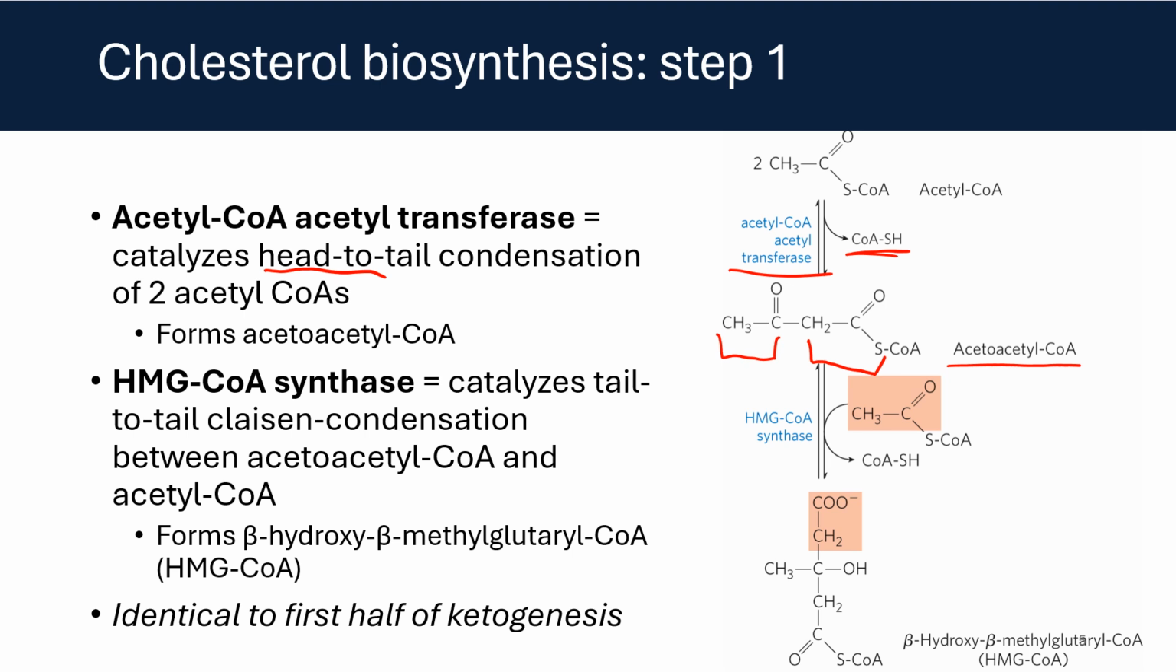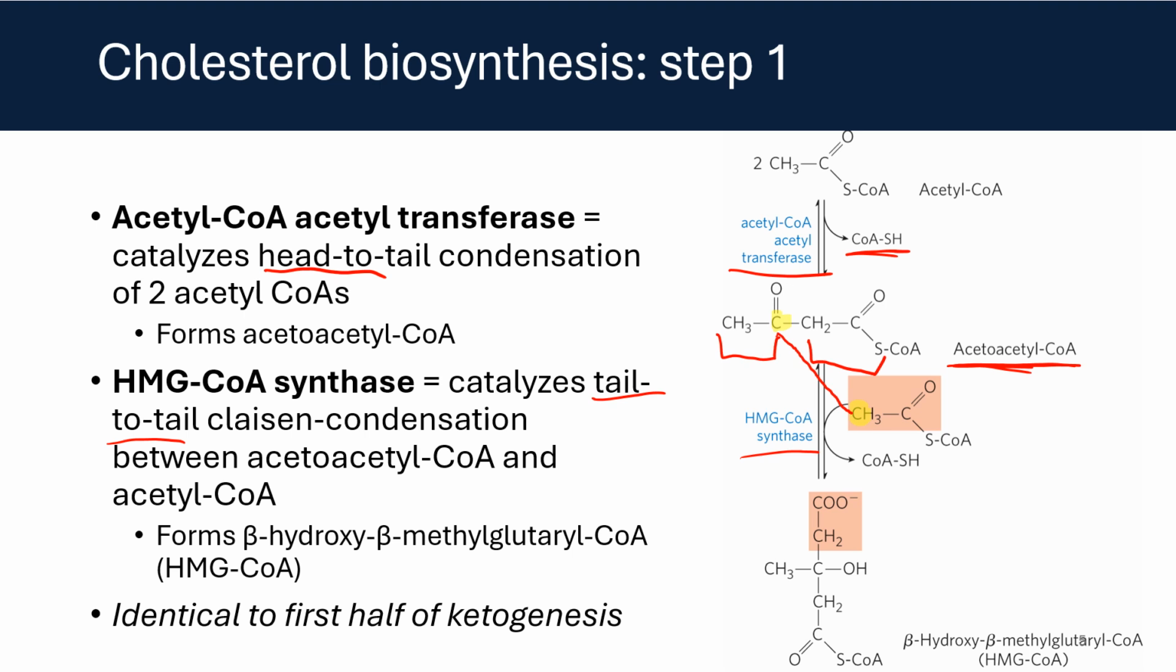The second reaction of the condensation steps is catalyzed by a different enzyme, HMG-CoA synthase. This is also going to facilitate a condensation, specifically a Claisen condensation, but here we are doing a tail-to-tail connection of our freshly made acetoacetyl-CoA and another acetyl-CoA. And what we're going to do is take the tail of our acetoacetyl-CoA and the tail of this acetyl-CoA and connect them.